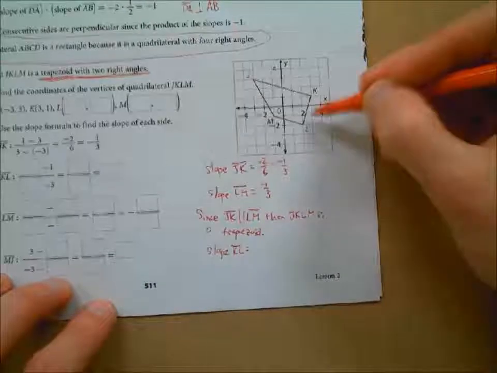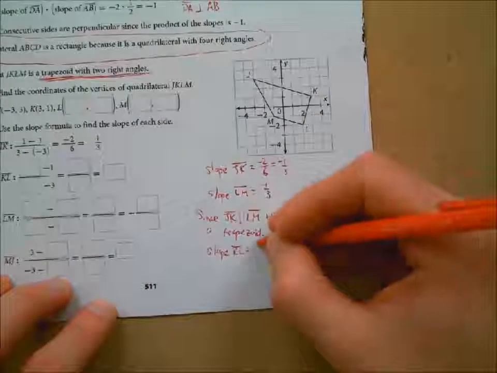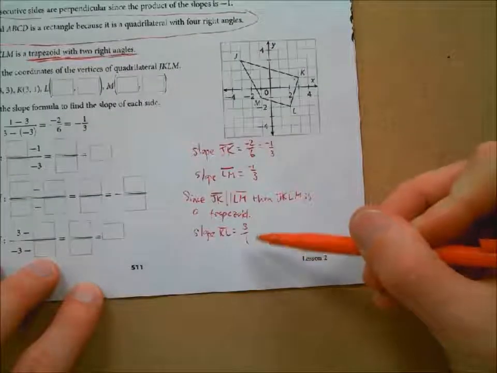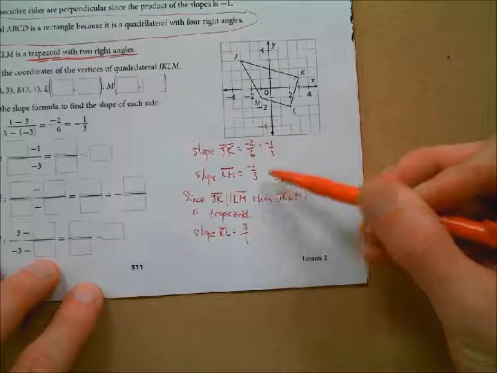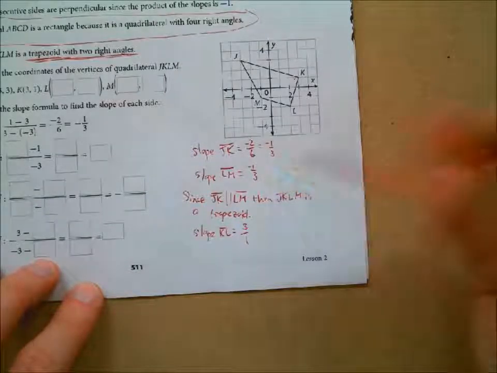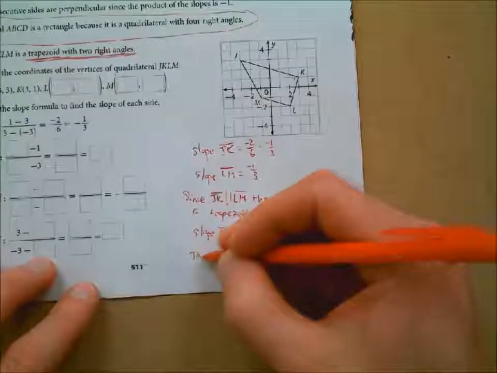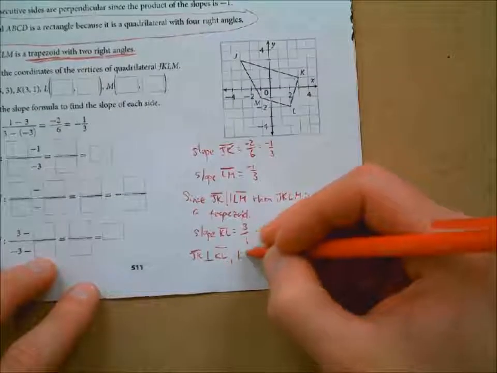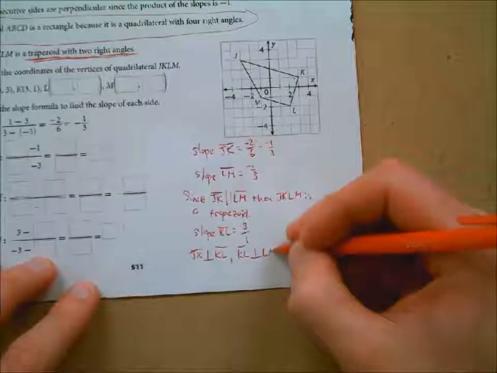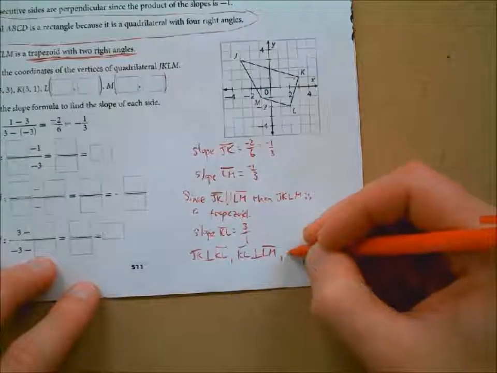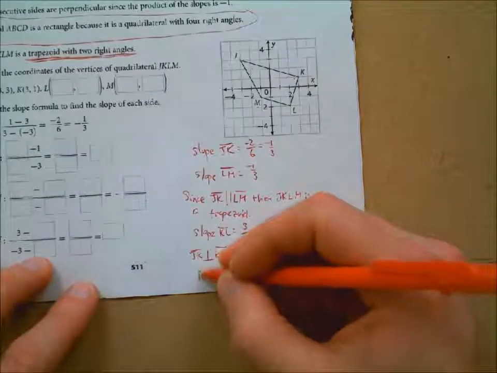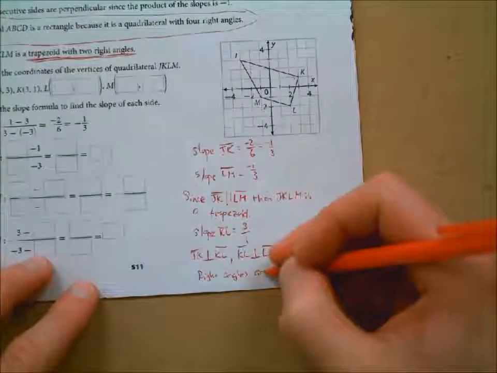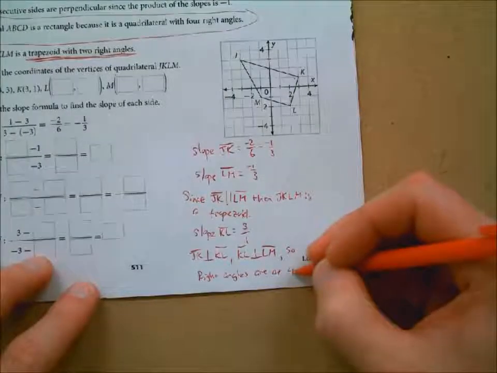Okay, we'll just count it. Up 3, right 1. 3 over 1. Okay. Is 3 over 1 a slope that is perpendicular to negative 1 over 3? Yes, so we can write JK is perpendicular to KL. KL is also perpendicular to LM. So right angles are at angle K and angle L.